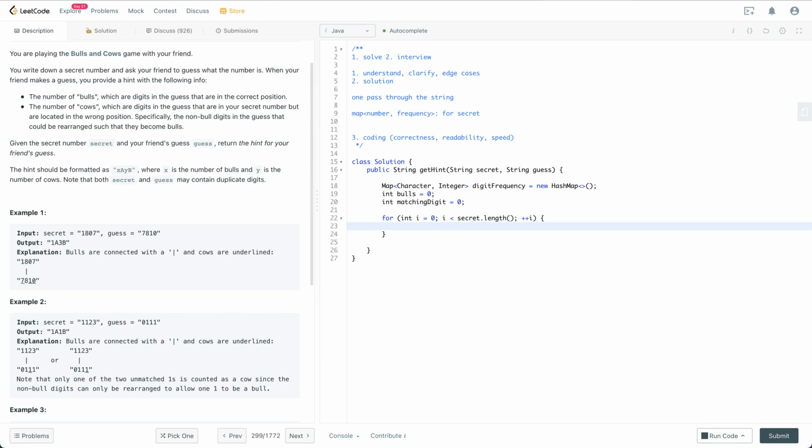So char CS is equal to the char in the secret, so this is secret dot charAt i, and then we have the char in the guess, called CG, which is guess dot charAt i. If CS is equal to CG, then you're going to increment the bulls, and at the same time you're going to update the digit frequency.